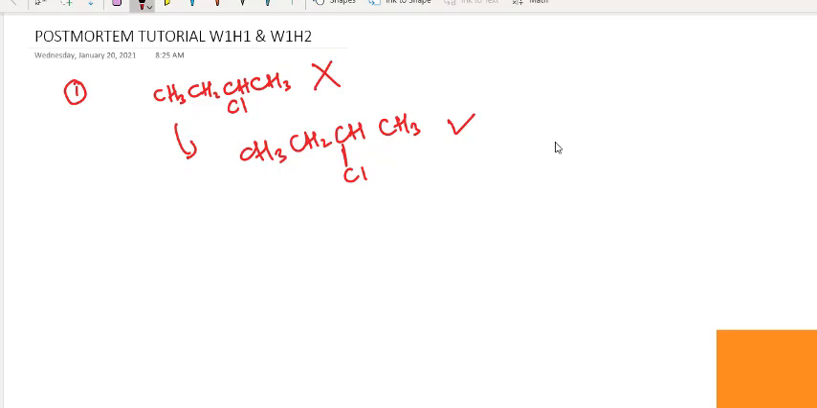If we draw the structure for expanded, also the same. Okay, CH3, CH2, CH. So this Cl must be shown, the bond that connected to carbon.